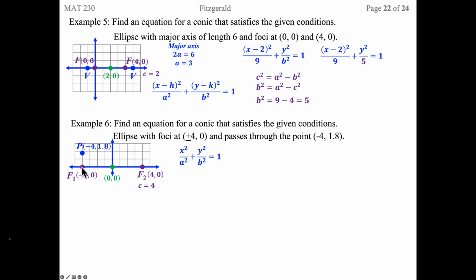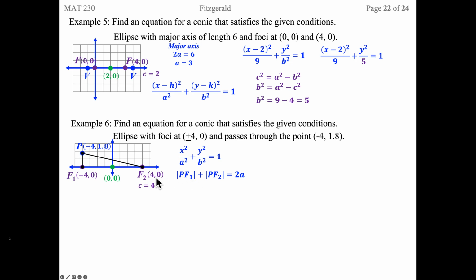So if you connect foci 1 to P, and then P back to foci 2, these are your two distances that have to add up to be 2a. So if I can find those distances and add them together, that will be my 2a.